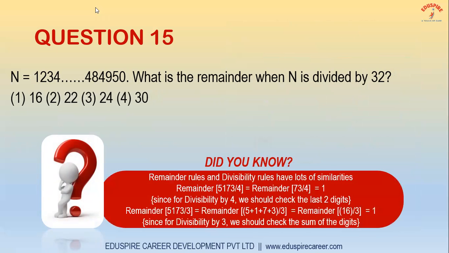Now this is an interesting question. You see, they are talking about a large number which has been formed by writing natural numbers starting from 1, 2, 3, 4, and so on. And they have ended by writing 50 such natural numbers one after the other. The last portion becomes 48, 49, and 50. So that becomes a large number. The question is, what will be the remainder when n is divided by 32?